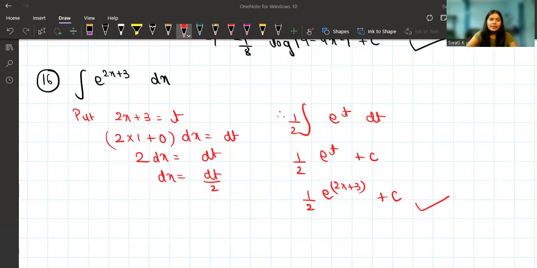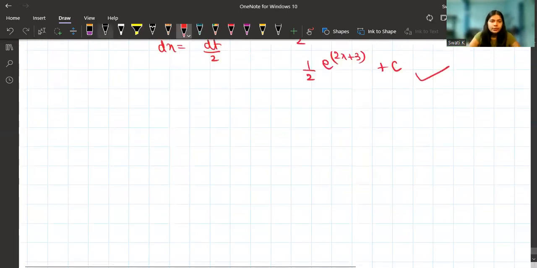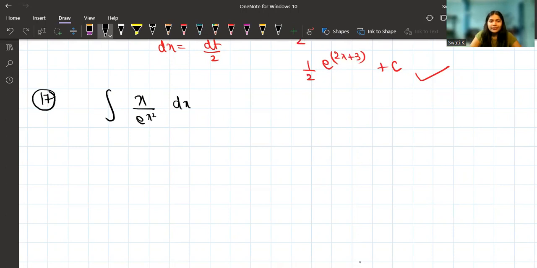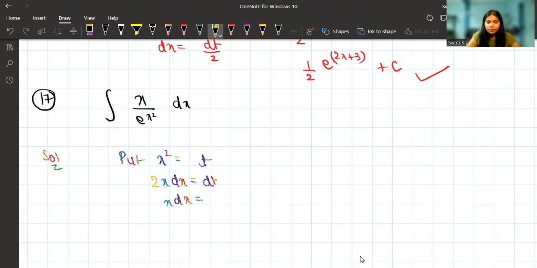That is our 17th question. Let me write down the question first. In the 17th question, we simply have to integrate x upon e raised to x squared. Let's start with the solution. Here I'm going to substitute x squared as t. So what is the derivative? 2x dx equals dt. So x dx is dt upon 2. Very simple.